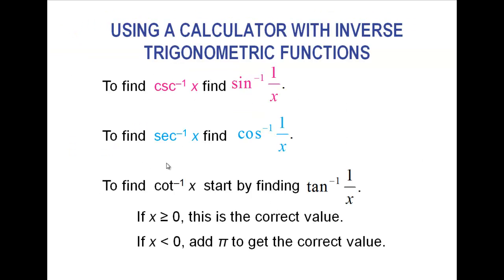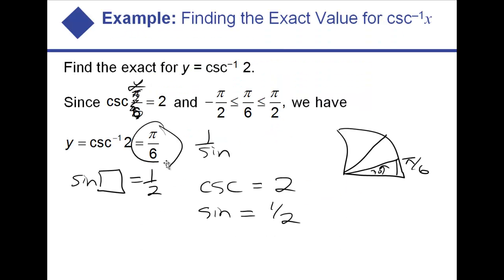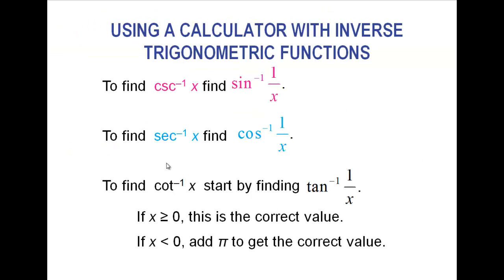Now, if we want to use a calculator to evaluate these things, we have to know these ideas, because it comes back to this. If I'm trying to find something that makes cosecant a number, I'm really looking for 1 over it for sine. So that's where this is coming from, the idea that to find inverse cosecant of x, you can do inverse sine of 1 over x. And same thing for secant and cotangent. Cotangent's weird though, you have to do a shift.